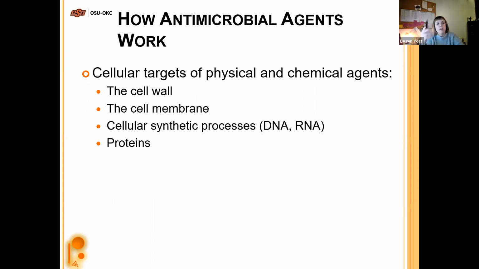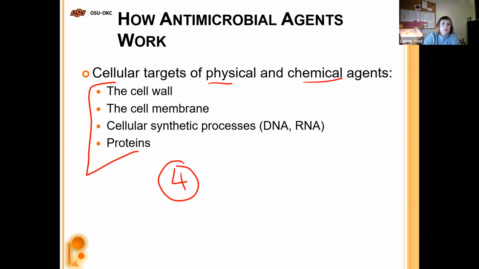So how do antimicrobial agents work? These are the 4 ways they can work. This is a good thing to remember. So if we are talking about controlling microbial growth, these are for physical and chemical. These are the big 4. Okay, remember that there's 4. We're going to help prevent the cell wall from working properly, prevent the cell membrane from working properly, prevent the process of making DNA or RNA, and then getting rid of protein function.